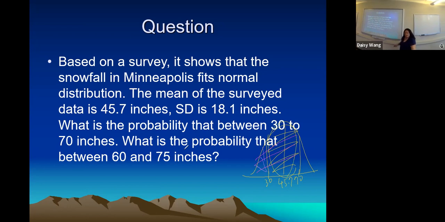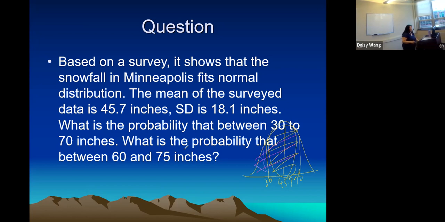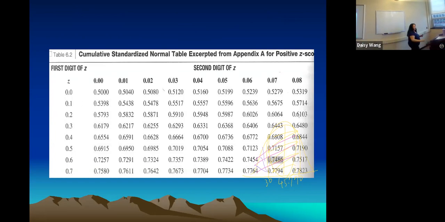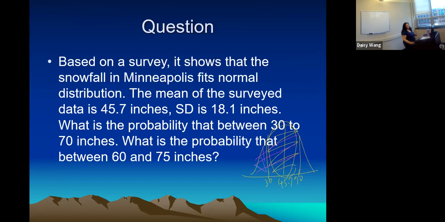It depends on what kind of table we have. Based on the previous example, our table shows the whole thing, like 0.000 is at 50%. So everything, this half, and then they just keep adding. In that case, we have to use this minus the 30. So that's the first one.